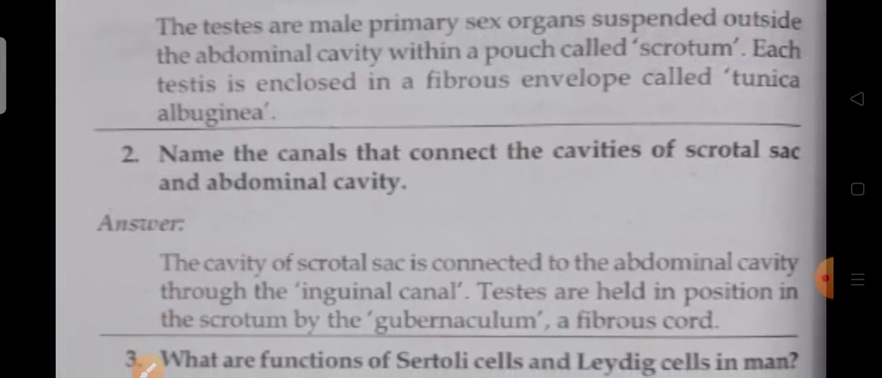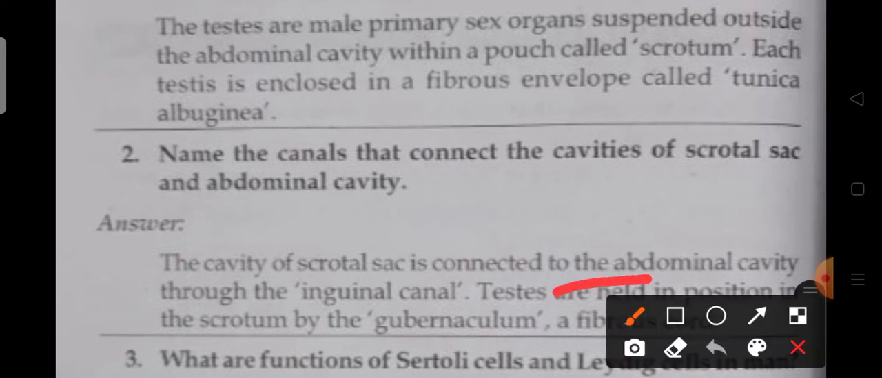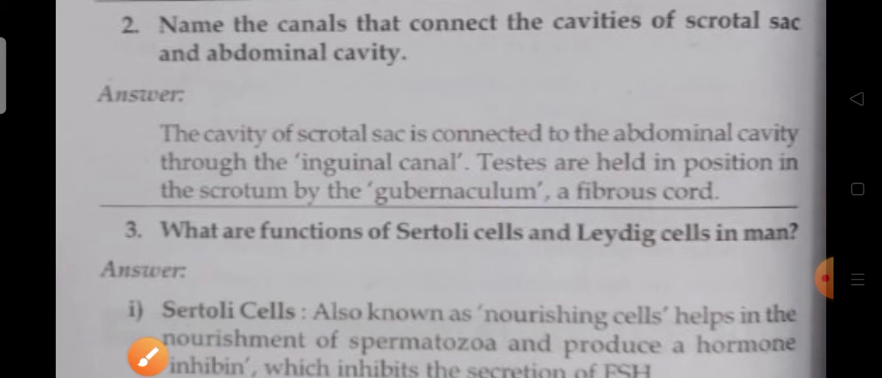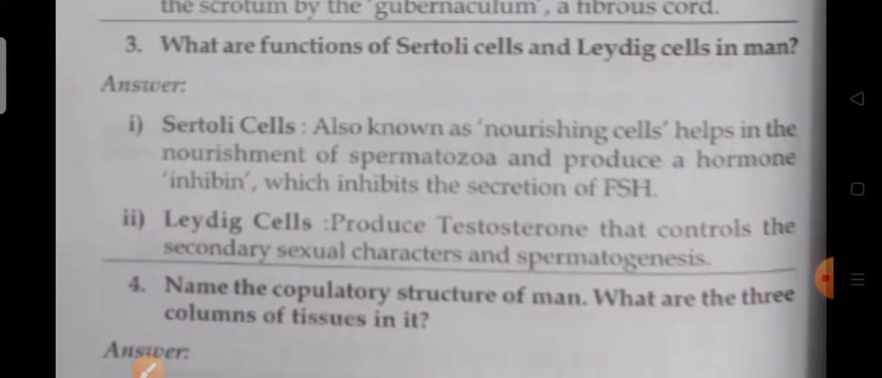Next, name the canals that connect the cavities of the scrotal sac and abdominal cavity. The cavity of the scrotal sac is connected to the abdominal cavity through the inguinal canal. The testes are held in position in the scrotum by the gubernaculum, a fibrous cord.